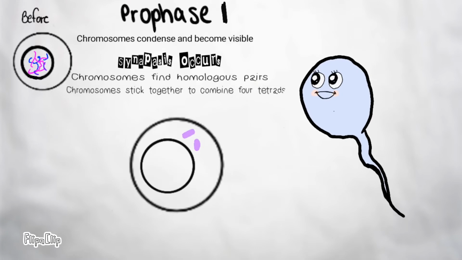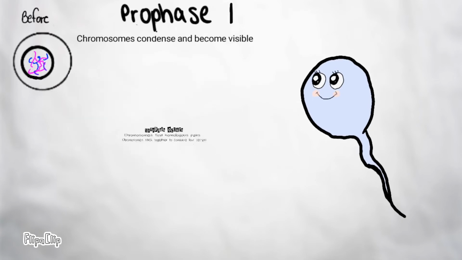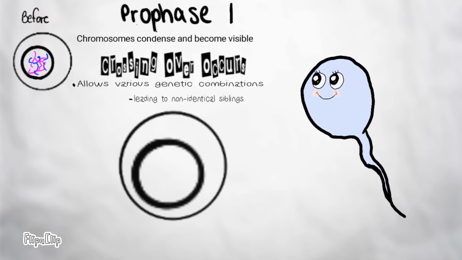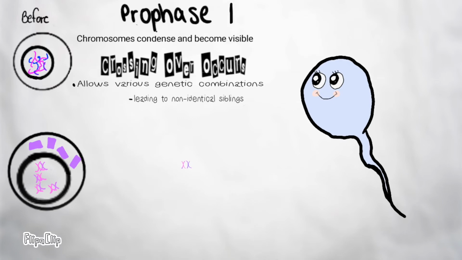When the chromosomes find their homologous pair, a process called crossing over takes place. Crossing over allows for different genetic combinations so that every sibling isn't identical. The nuclear envelope also breaks down to allow for the centrosomes to start to move towards the poles of the cell. After this happens, the spindle fibers form in the centrosomes and attach to the chromosomes at the centromere.